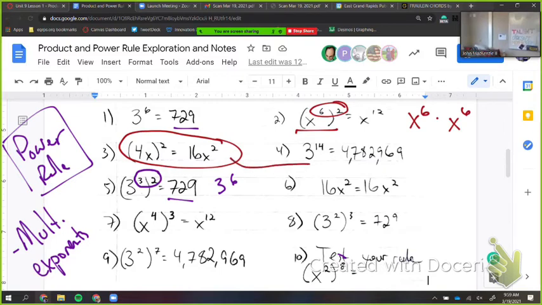I'm going to actually do that over here where there's a little more room. 4x squared literally means 4 times x times 4 times x. And if it's all multiplication, the commutative and associative properties say order doesn't matter. So what can I multiply there that would give me that 16? 4 times 4. 4 times 4 is the 16, and then x times x is my x squared.